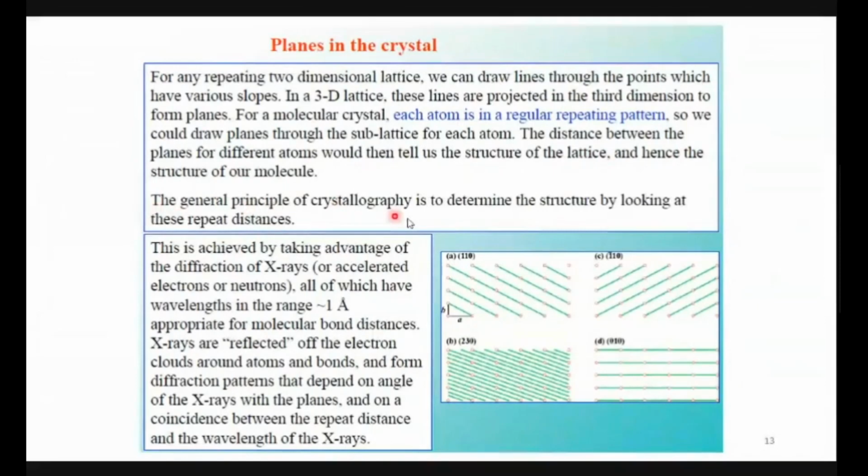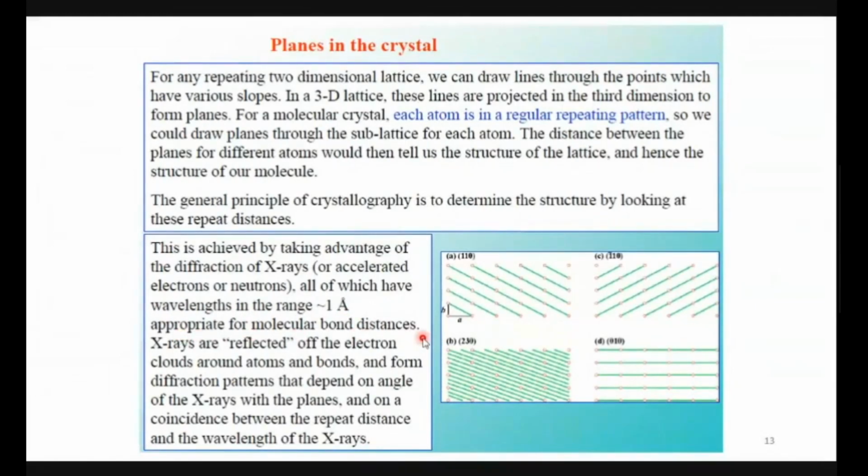The general principle of crystallography is to determine the structure by looking at these repeating distances. So for the pattern that we observe after diffraction, we need to find out the distances which are repeating themselves. This is achieved by taking advantage of the diffraction of X-rays or accelerated electrons or neutrons. Okay, X-ray, what is the alternative to X-ray? We can also use accelerated electrons or accelerated neutrons, all of which have wavelength in the range of approximately 1 angstrom, which is appropriate for molecular bond distance.